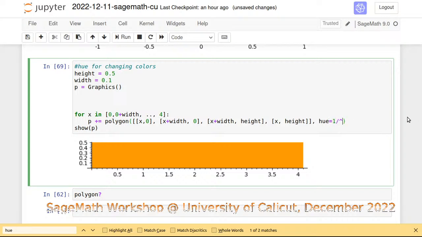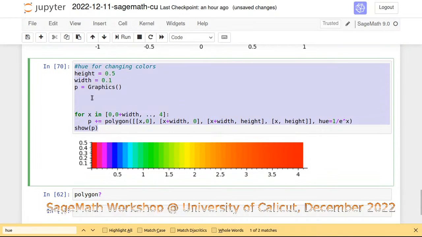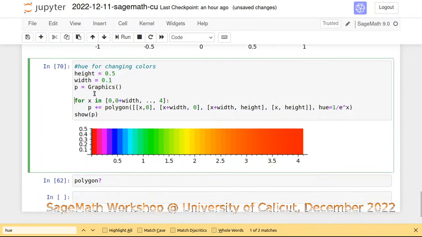So what is the previous thing we gave? 1 by e raised to x, because we know that 1 by e raised to x gives values between 0 and 1, because e is a number more than 1, 2 point something, and we are taking x to be in the range 0 to 4, so we will be getting something definitely between 0 and 1. That's why we were getting some nice colors there. Okay, that's it. I think there is the option called hue. That's the only thing I wanted to say.